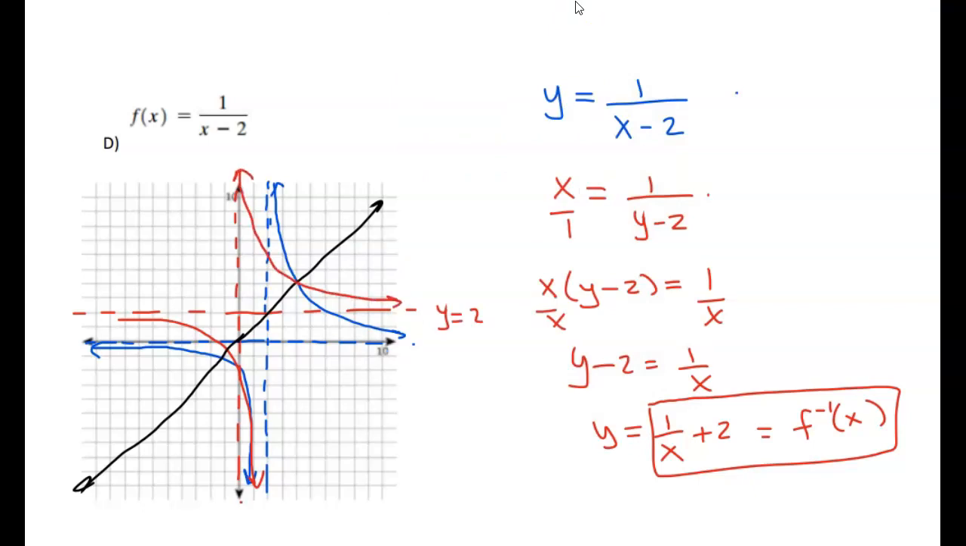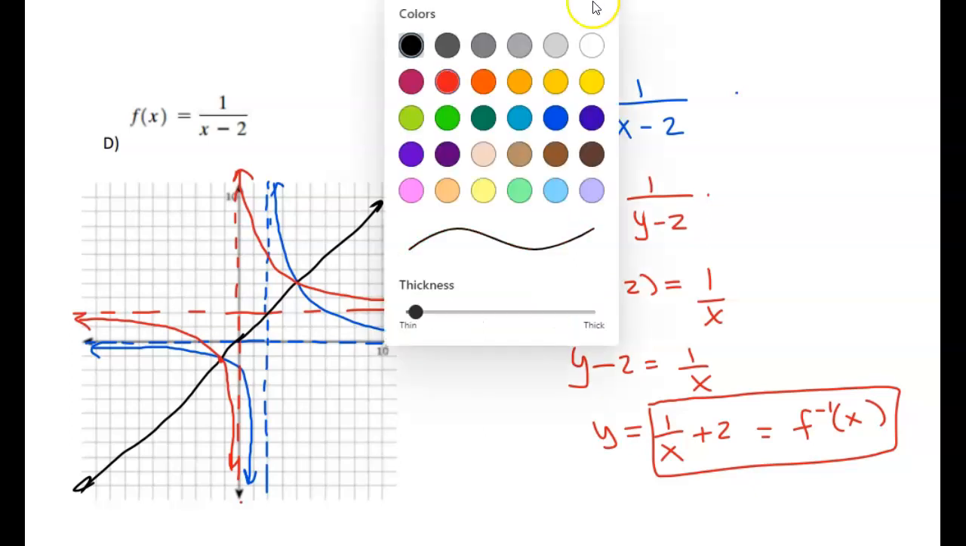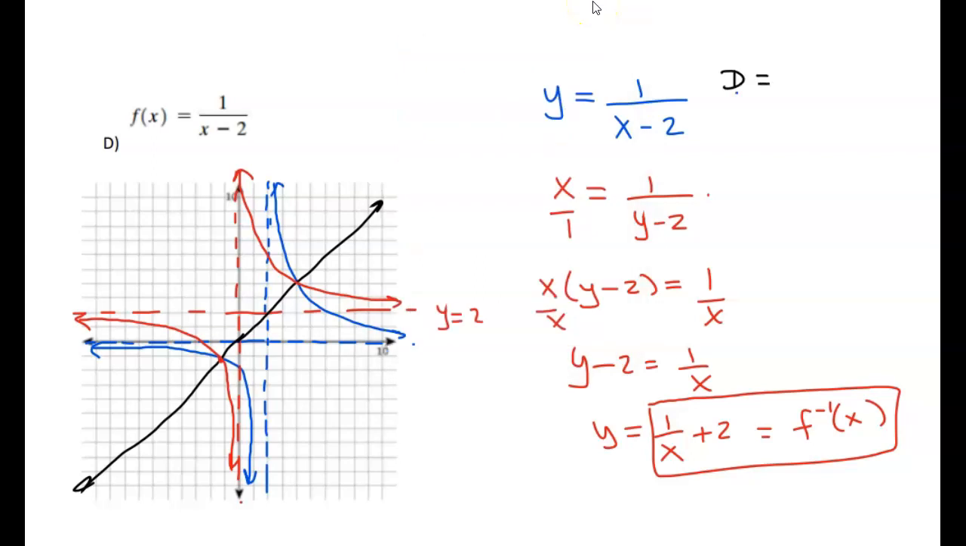We have this, and then these ones. All right, let me draw it like this. There you go. Okay, so they're mirror images of each other. All right, so let's look at the domains. The domain of the original is all the reals except for x equals 2. And the domain of this one is all the reals except for x equals 0. All right.